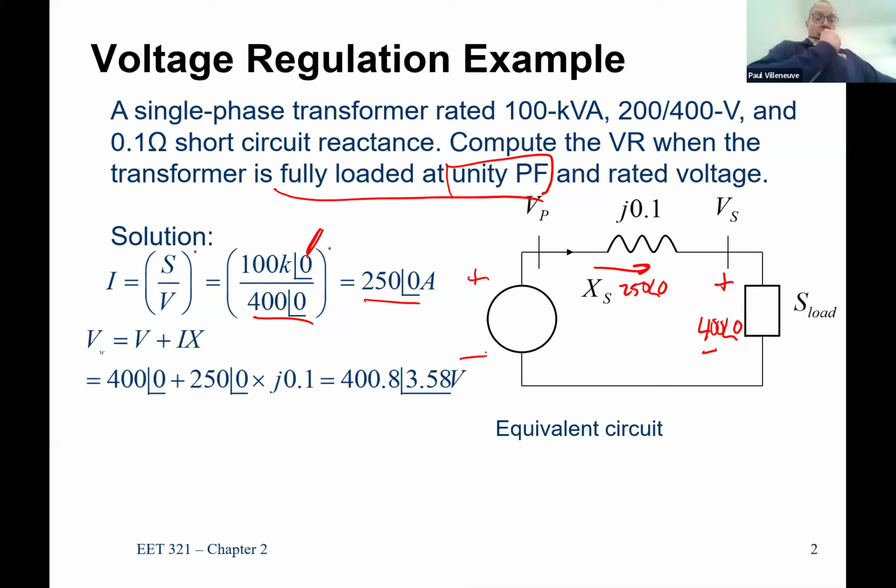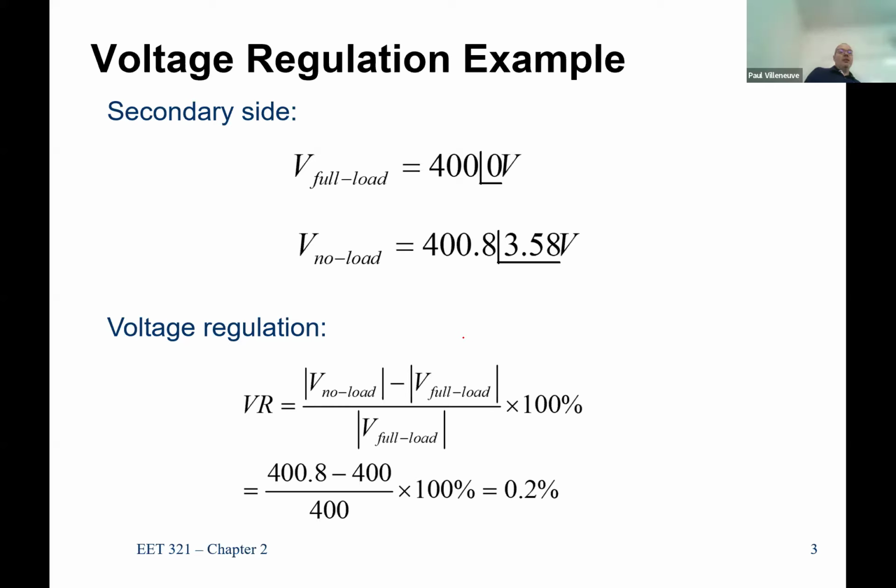Now, we need to calculate the voltage at the source. So it's just KVL. 400 plus the voltage drop across the reactor gives me 400.8 at an angle of 3.58. When I'm calculating the actual voltage regulation, this angle here is not relevant. So let me move this out of the way.